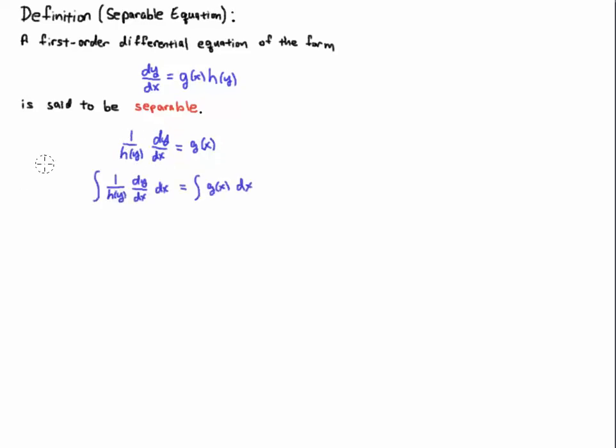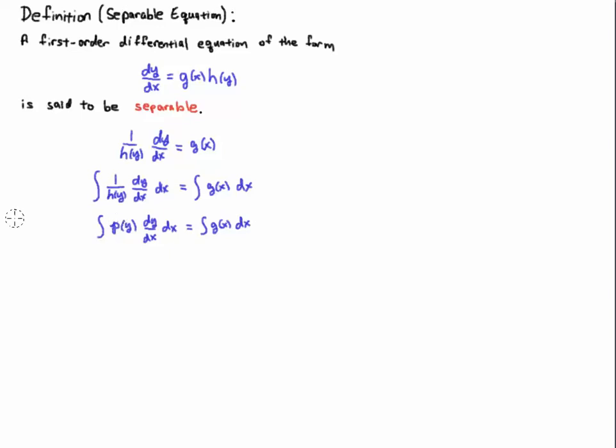In the next step, I'm going to integrate both sides with respect to x. So I'm going to integrate the left-hand side with respect to x and the right-hand side with respect to x. Now I'm going to rewrite this 1 over h of y as a p of y. This is just to keep it tidy. I could leave it as 1 over h of y, but that is just another way to write a function, let's say p of y, which happens to be equal to 1 over h of y.